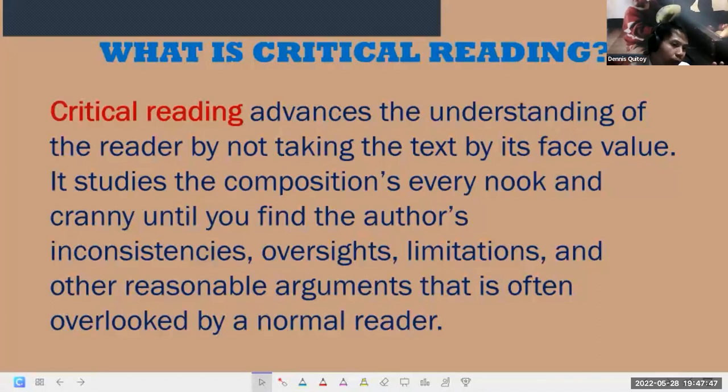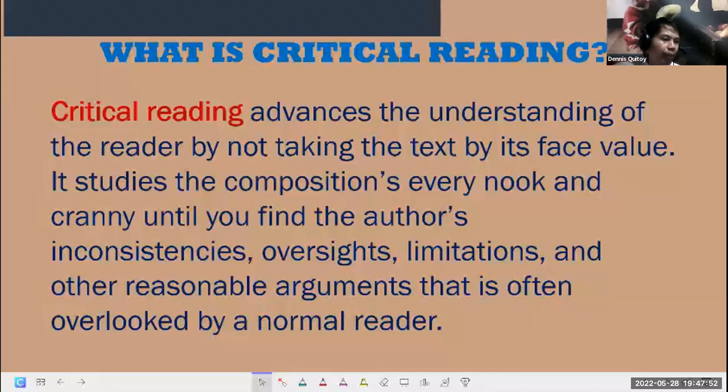You really need to have the skills in understanding the word, the text, and the statements in order for you to give reasonable arguments or a reasonable claim, for you to stand on your own, what is your position in that kind of statement or text. Okay? So, padayon.